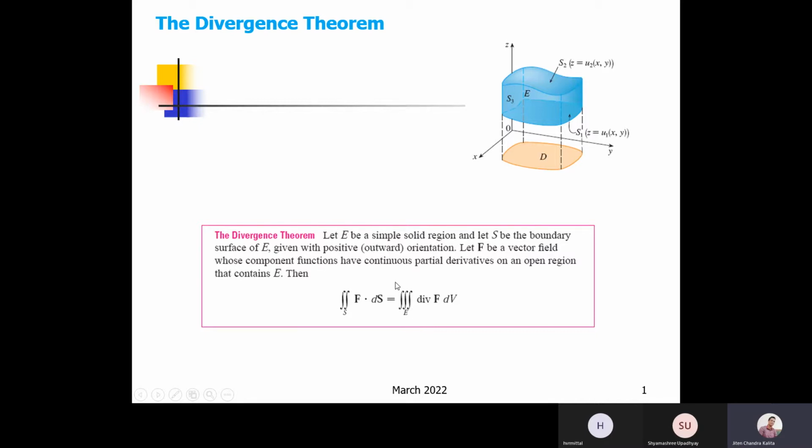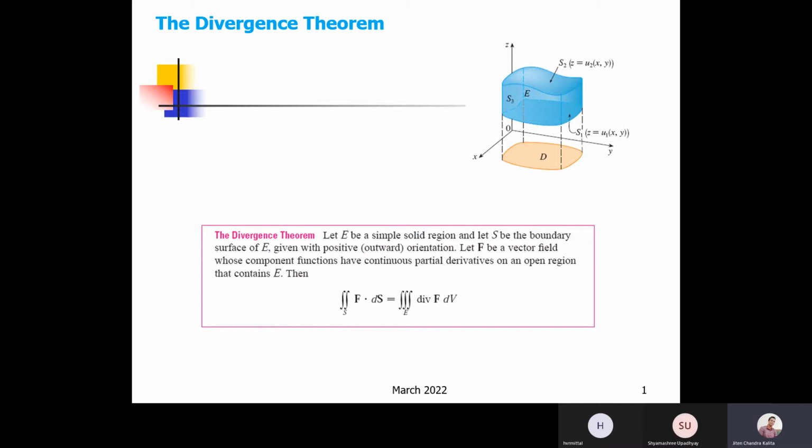So now I would like to give you a quick outline of how you are going to prove it. Remember that we have assumed that E is a simple solid region. Even if E is not a simple solid region, we would definitely be able to express E as the union of some simple solid regions. Then by breaking the integral, we can easily prove the Gauss Divergence theorem.